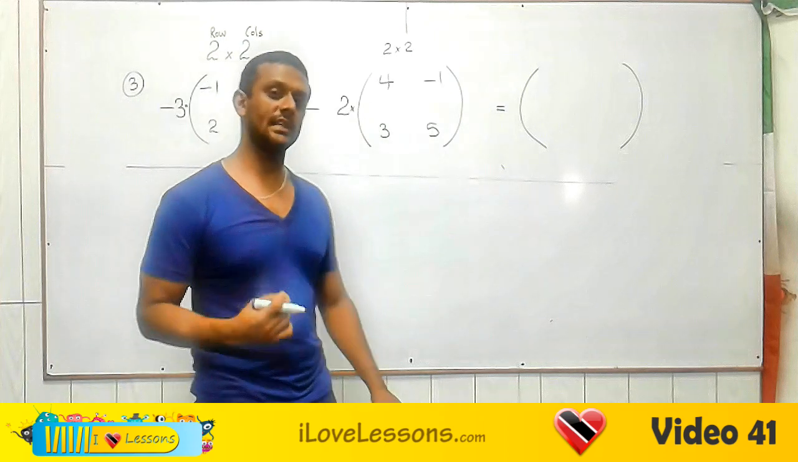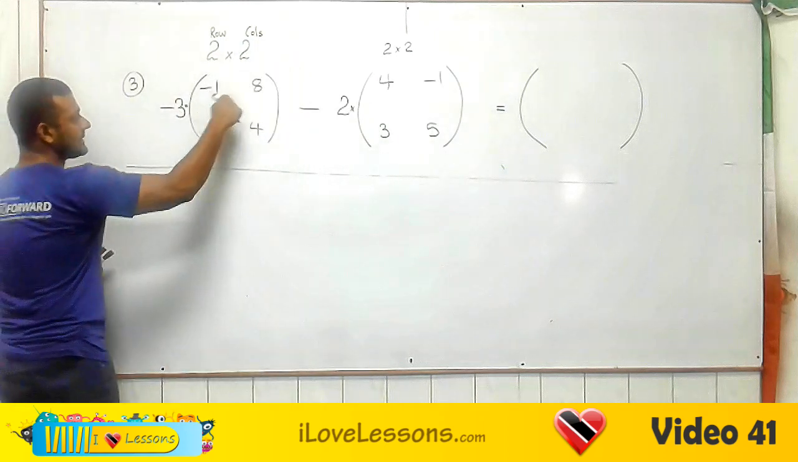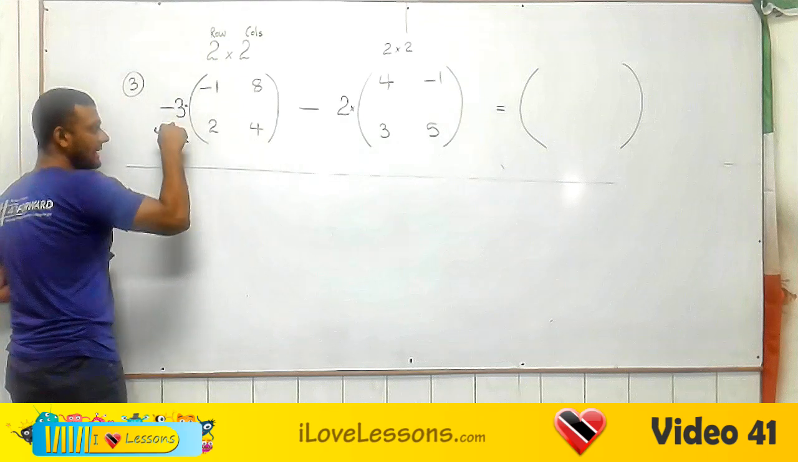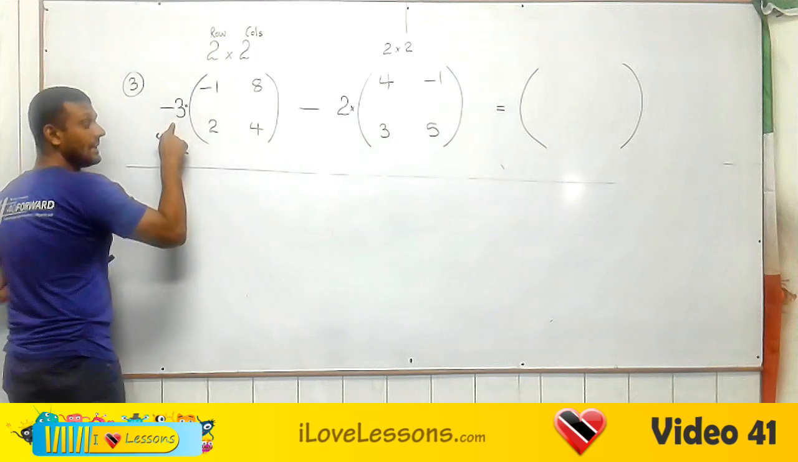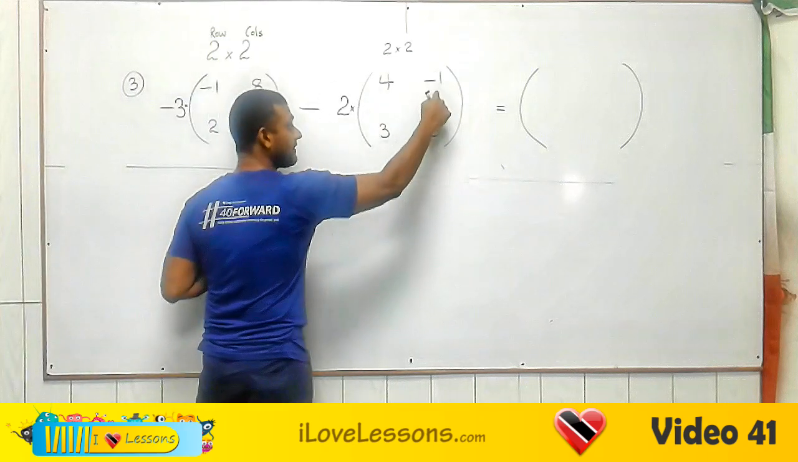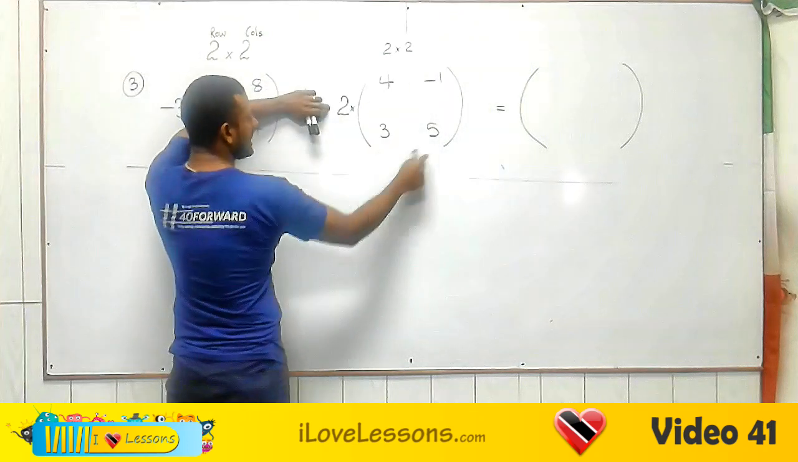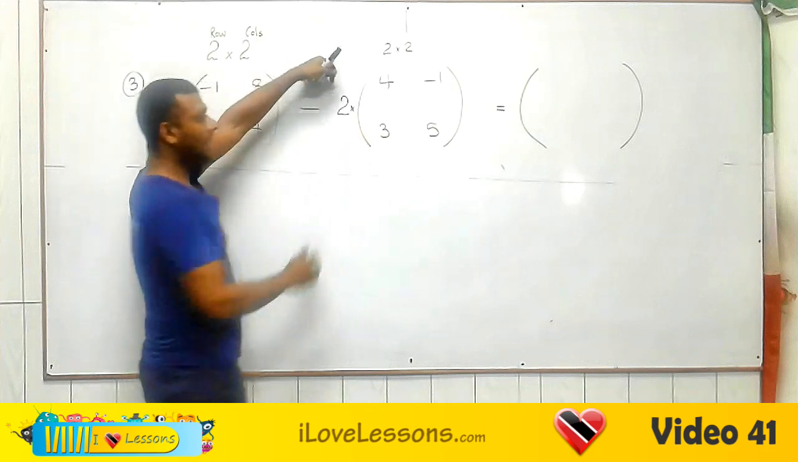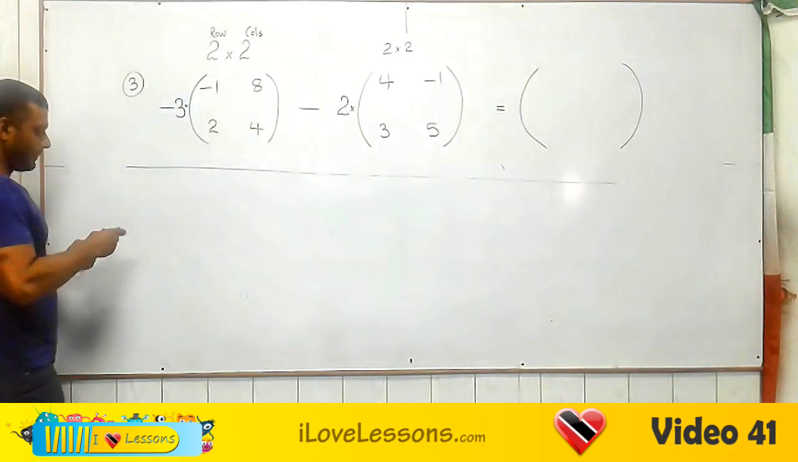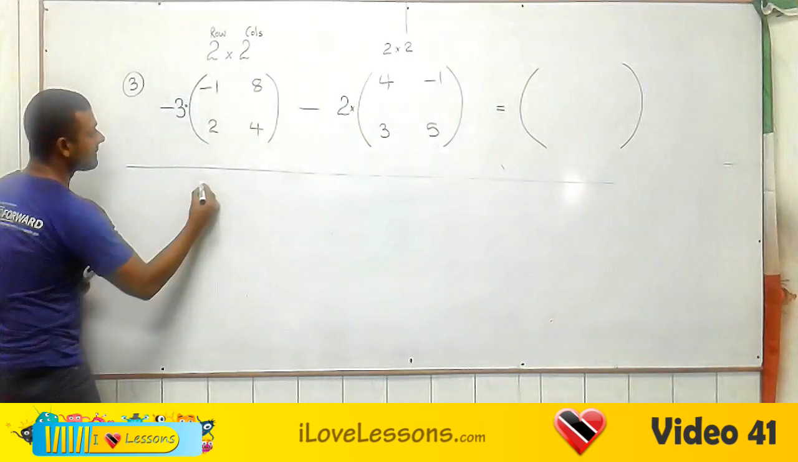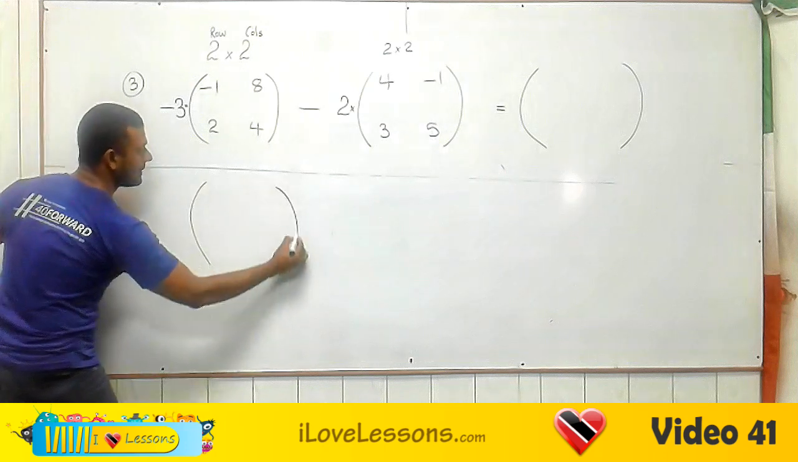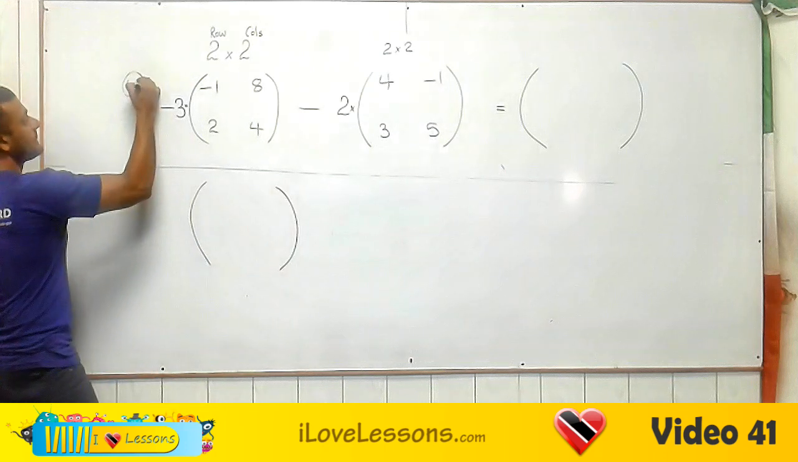So here's what I suggest. I would suggest that we multiply everyone in the brackets by -3 first, and multiply everyone inside here by the 2. Forget the minus sign. Just multiply everyone inside here by the 2, and we will keep the minus sign in the middle. So let's do that. Oh, this should be question 4, by the way.